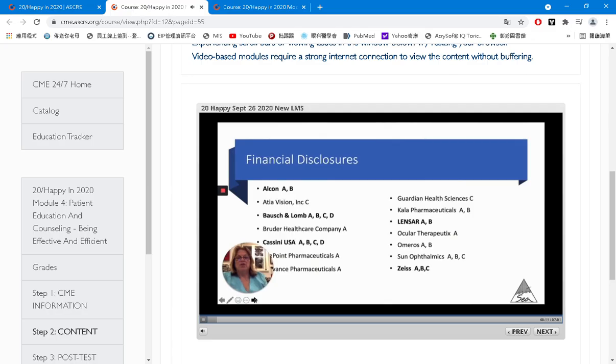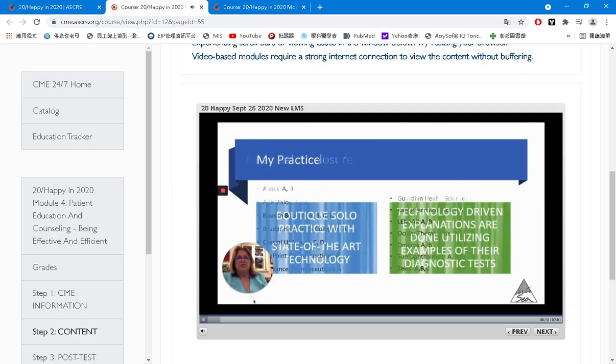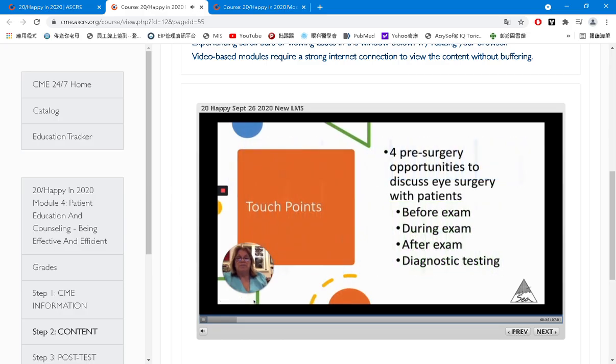These are my financial disclosures, and the ones that are highlighted I will be speaking of in this talk. My practice is very unique. It's a boutique solo practice with state-of-the-art technology. So of course, I will be using technology-driven explanations in order to utilize examples of the patient's diagnostic tests for them to understand astigmatism and how flax will be beneficial to them.